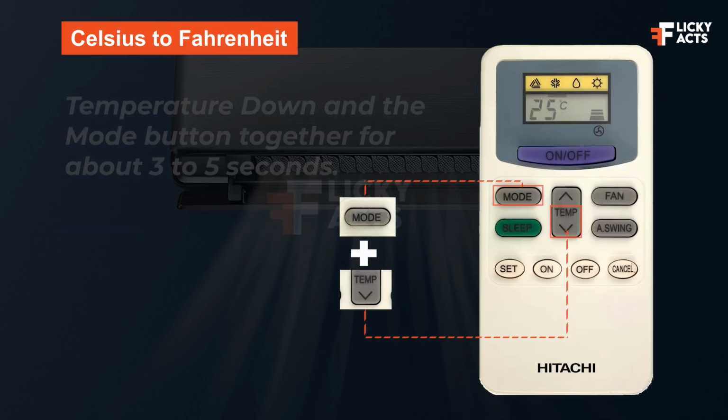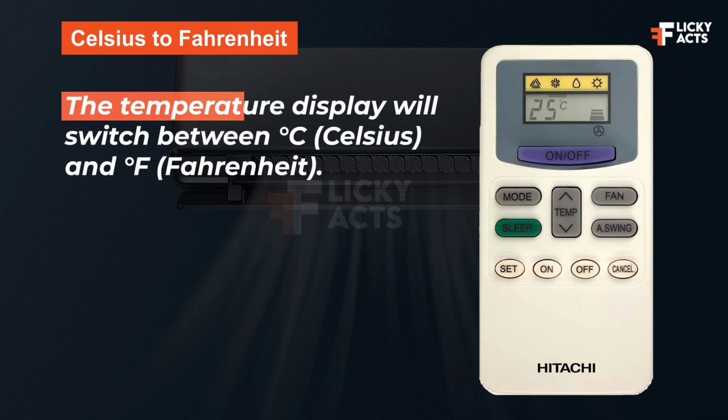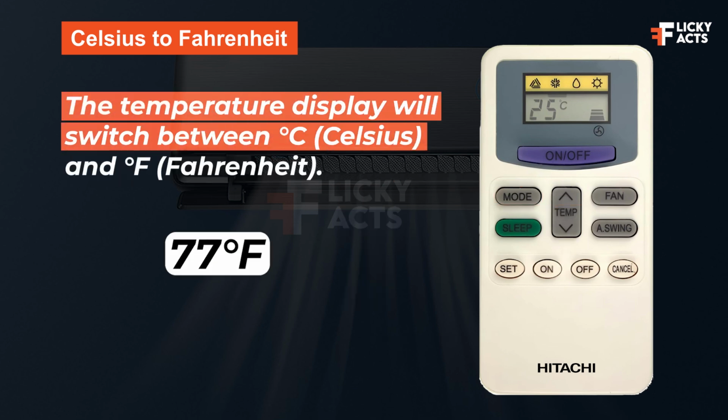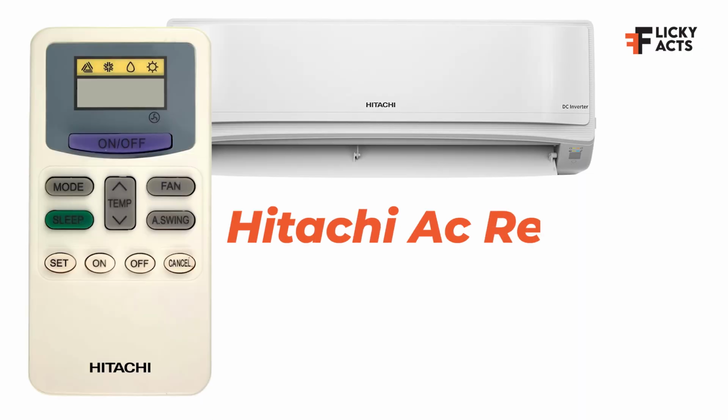Press and hold the temperature down arrow button and the mode button together for about 3 to 5 seconds. The temperature display will switch between degrees Celsius and degrees Fahrenheit. Now you know what every button on your Hitachi AC Remote does.